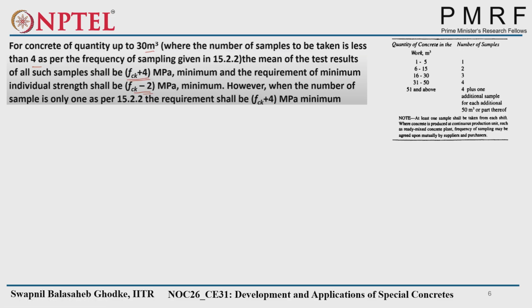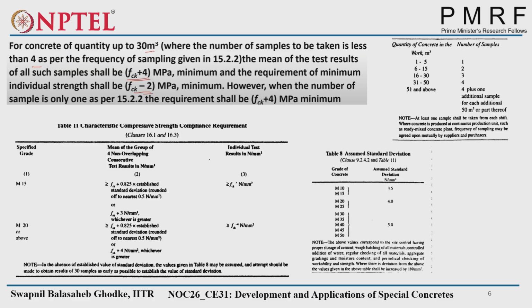FCK which one? Suppose we are mix designing the concrete for 20 MPa. So 20 plus 4, and the requirement of minimum individual strength is 20 minus 2, 18. However, when the number of sample is only 1, that time the requirement shall be FCK plus 4. But what happens if you are going for 4 samples?